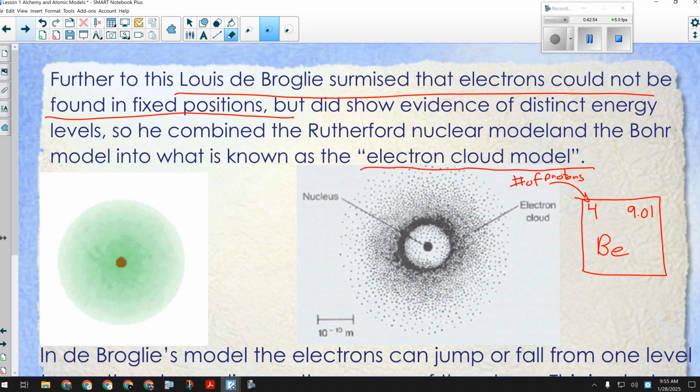Since atoms are electrically neutral or have no net charge, how many electrons must there be? 4, right? If I've got 4 protons, that's 4 positive charges. If I'm going to have an overall charge of 0, then I also have to have that many electrons. How do I figure out how many neutrons there are? Anybody remember from Science 9? Have to do a little tiny bit of math.